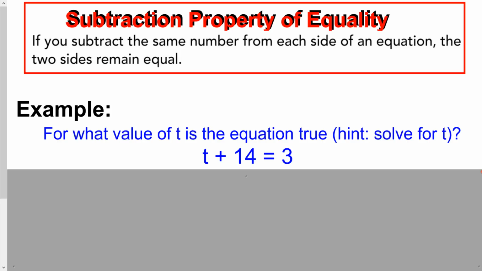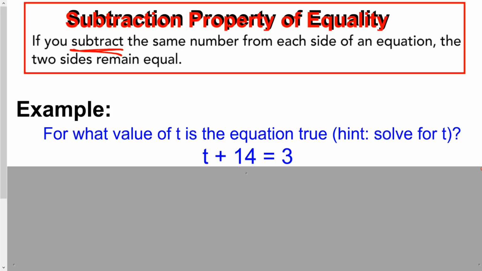Subtraction property of equality is just what it sounds like. Instead of adding to both sides of the equation, we're going to subtract from both sides of the equation to make it equal still. So for what value of t does this equation come out true? t plus 14 equals 3. Well, let's take a look.